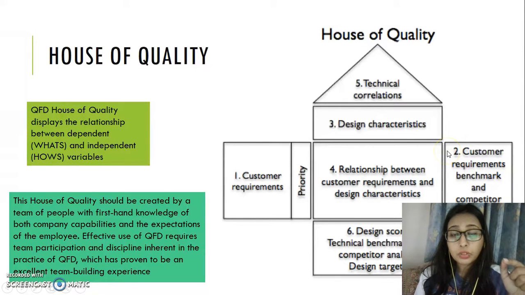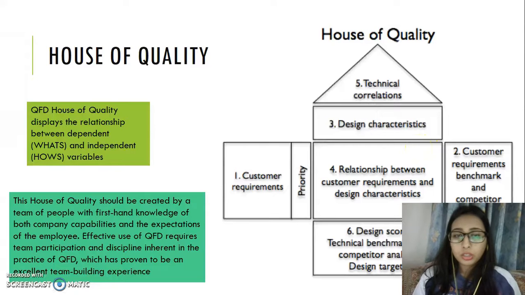Then you have design characteristics. Basically, this is the technical part of your product, how it works, what features it has. And then fourth, you check the relationship between the customer requirements and the design characteristics. Number 5, you have technical correlations, and number 6, you have design score, technical benchmark, and competitor analysis, and design targets.